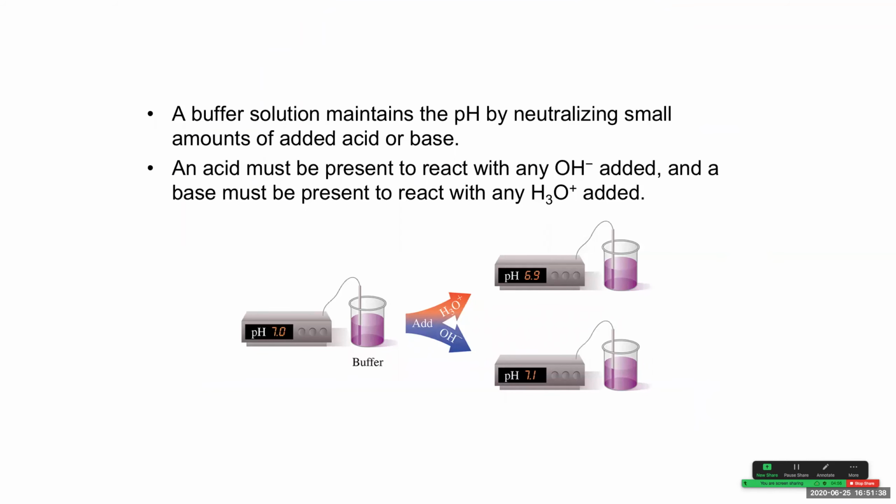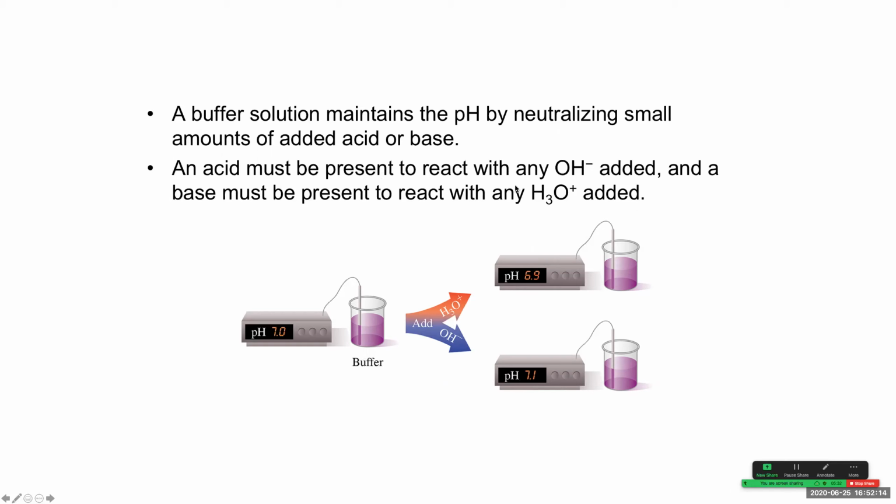So here's another demonstration of a buffer. If we have a buffer at pH 7 and we add some acid to it, the pH may go down just very slightly to pH 6.9, perhaps. You add a little base, the pH might go up. It is going to go up, but it's not going to go up very much. It'll go up from 7 to 7.1. So what happens? A buffer solution maintains the pH by neutralizing small amounts of added acid or base.